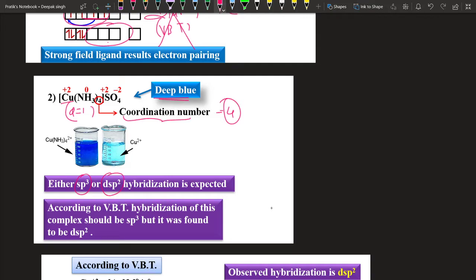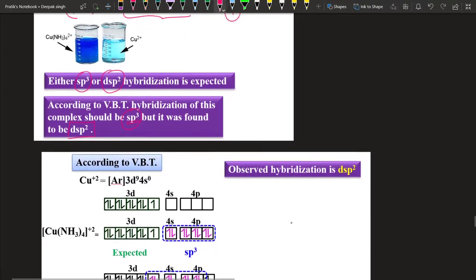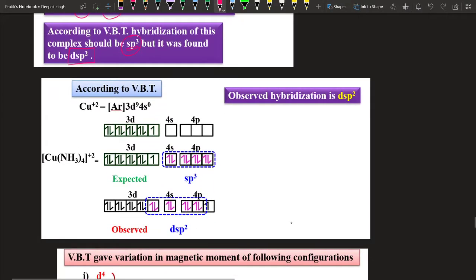Student, this copper metal belongs to the first transition series. It should have a smaller size. So it should have sp3 hybridization. But it has been found that the hybridization of this is dsp2. So the explanation of dsp2 is not properly given by what? VBT.